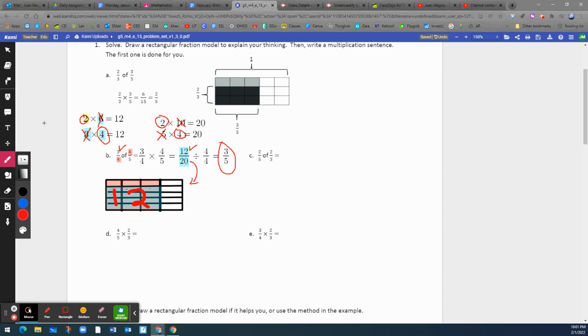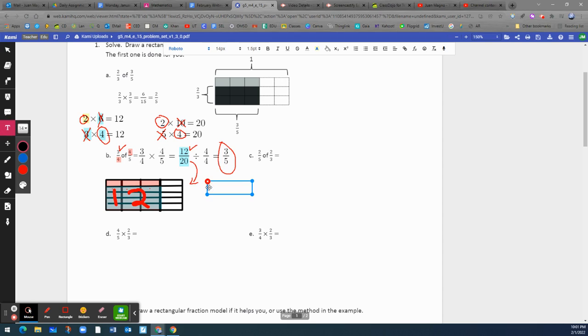Now we're going to write this with a statement. The statement has to say something like this: 3/4 of 4/5 is equal to 12/20, or 3/5, which is the same thing.